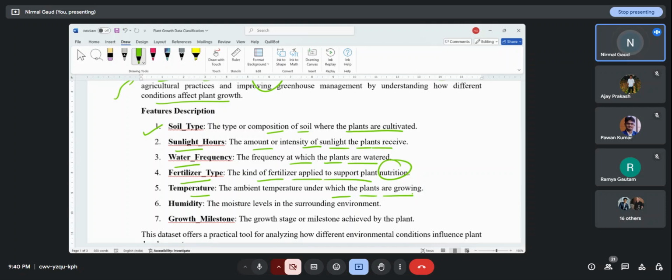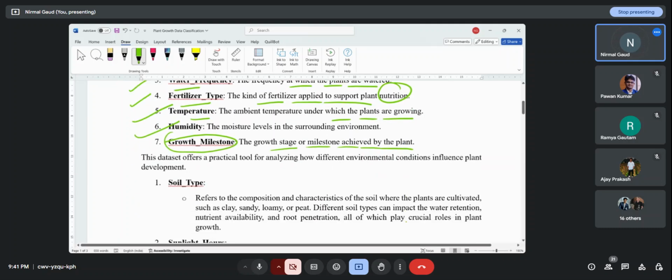Every plant and its production have some proportion to all these things. Not every plant requires the same soil, neither the same sunlight, neither the same frequency, neither the same fertilizer, neither the same temperature, neither the same humidity. On Earth we have different environmental conditions in different places, and according to these factors, the growth is there. The target variable is growth milestone. That means the growth stage or a milestone achieved by the plant.